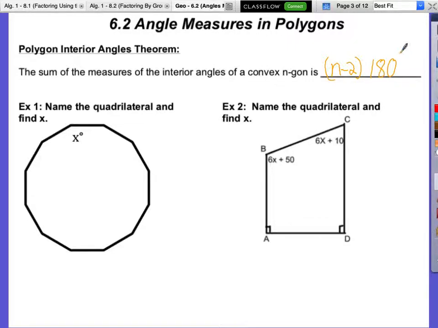Okay. So on example 1, name the polygon and find x. How would we go about figuring out what kind of polygon this is? Counting the sides. So go ahead and count the sides and see if you can name that polygon.